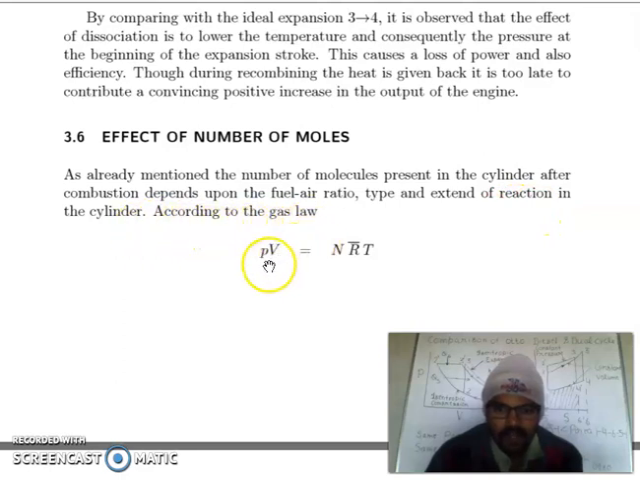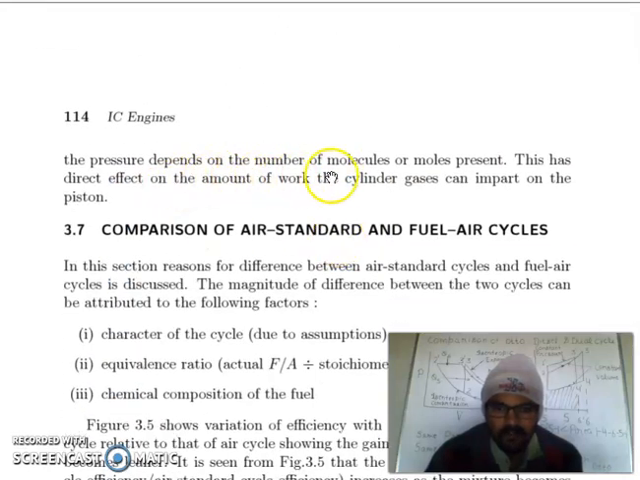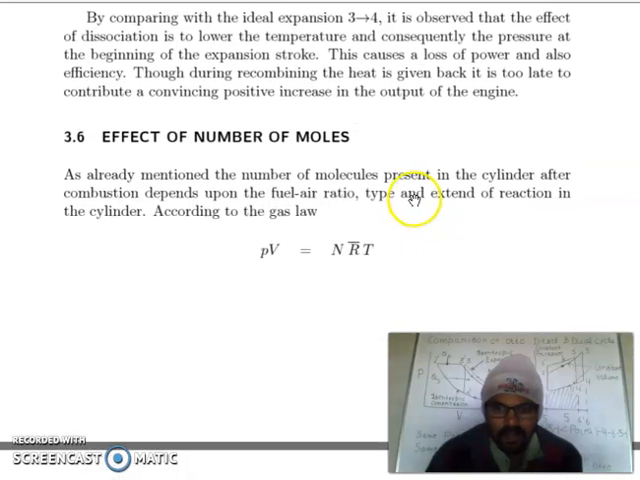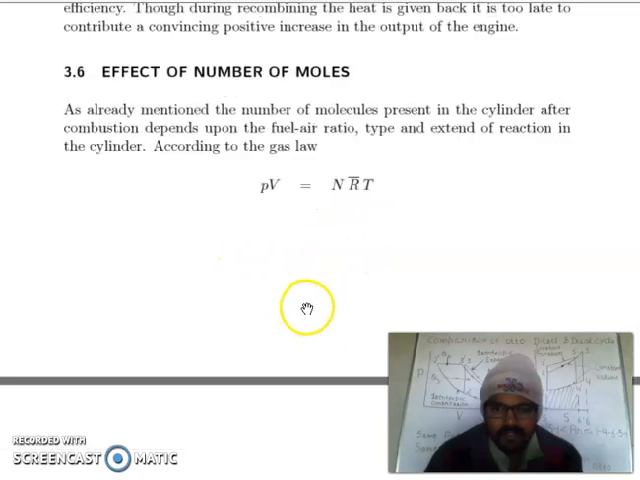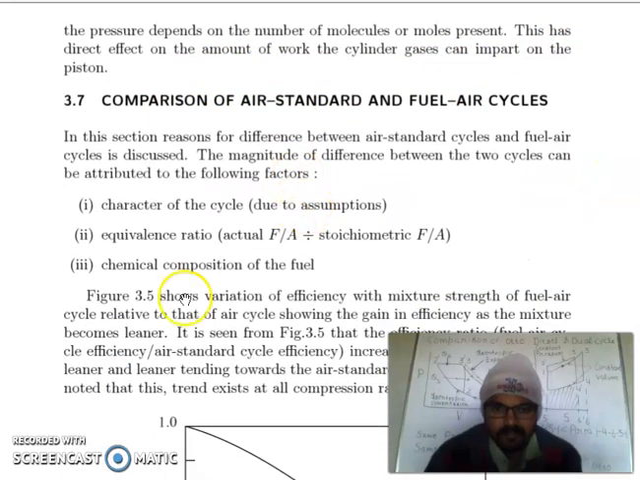According to the gas law, we have PV equal to nRT, where n is the number of moles. So the pressure depends on the number of molecules or moles present. You can say pressure is directly proportional to number of moles. The more moles, the higher the pressure achieved in the cylinder. So this has a direct effect on the amount of work the cylinder gases can impart on the piston.